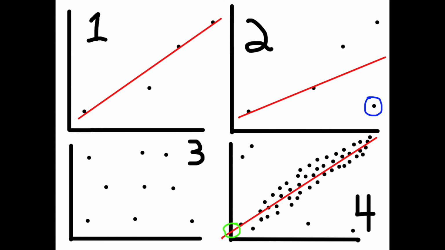In graph 4, we see what y-intercept is. Y-intercept is where the graph crosses the y-axis. This is circled in green.